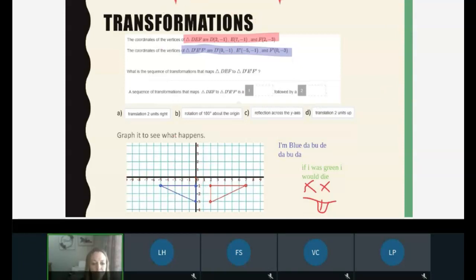If I reflect across the y-axis, that means I'm going to take each of my points and go this way, the same amount on the other side. So kind of drawing an arrow to show. This one's going to overlap that one. Okay, so I end up with that green triangle. All right, so let's put C here.